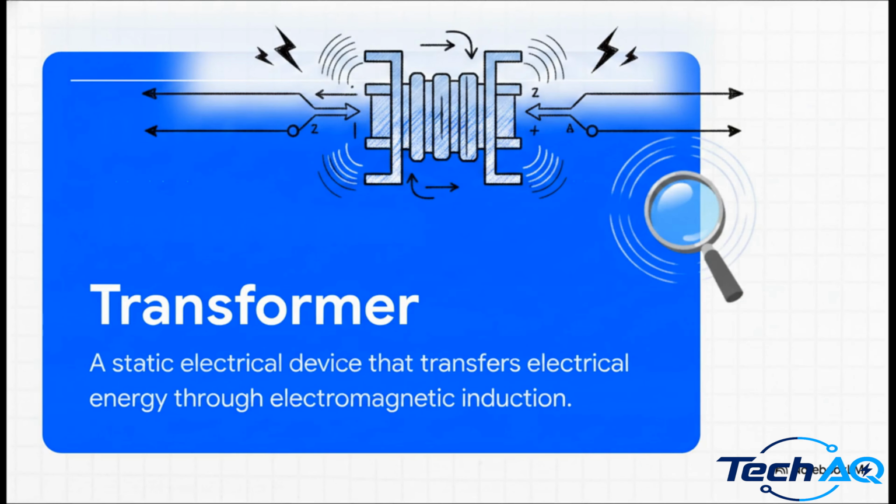Well, the answer turns out to be this device, the transformer. By definition, a transformer is a static electrical device that transfers energy between circuits through something called electromagnetic induction. And crucially, it does all this while keeping the frequency exactly the same. Okay, let's dive into this, because electromagnetic induction is the absolute secret mechanism here. It is the invisible bridge we're going to explore today.